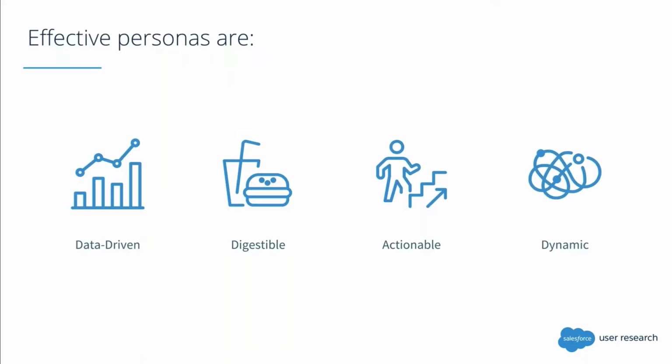Okay, so there's a difference between personas and effective personas. Effective personas are data-driven, which will ensure that they're actually representative of your population and the people who are using products. They're digestible, so they should be easy to understand. They should be adoptable, so people should be able to talk about them and use them. They should be actionable, so you should actually be able to make design decisions based on them. And they need to be dynamic. At Salesforce, our user base is ever-changing, so we need personas that are going to be able to keep up with that pace.